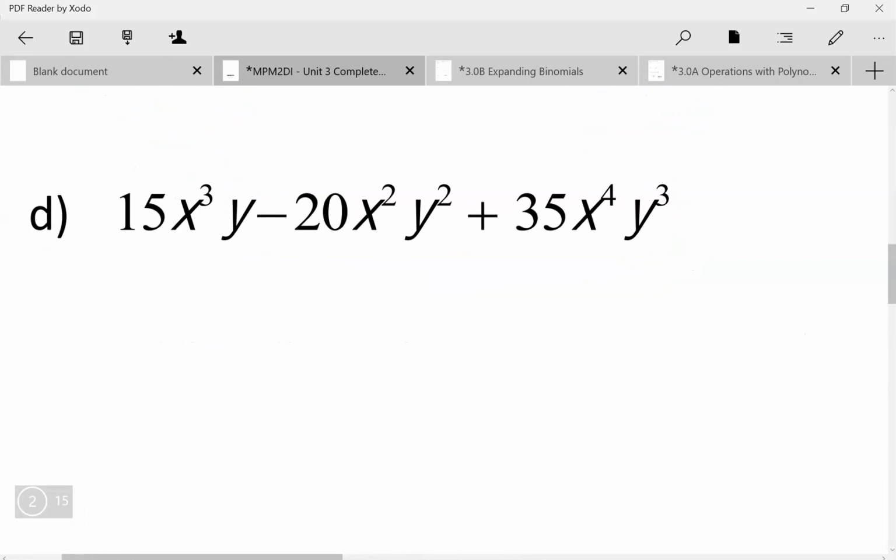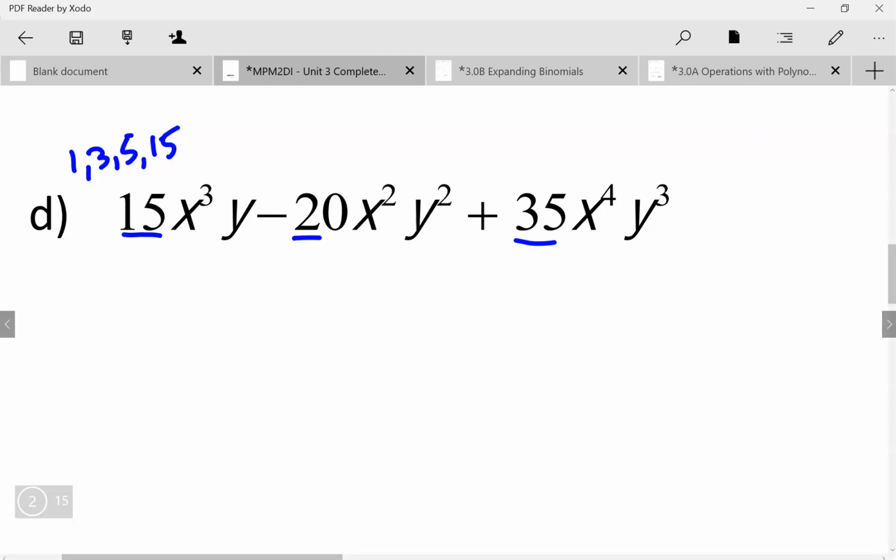All right, let's look at this. Again, let's try and factor our number first. So I have 15, 20, and 35. So let's look at 15. That's my smallest number. My factors of 15 are 1, 3, 5, and 15. These are the numbers that multiply to give me 15.